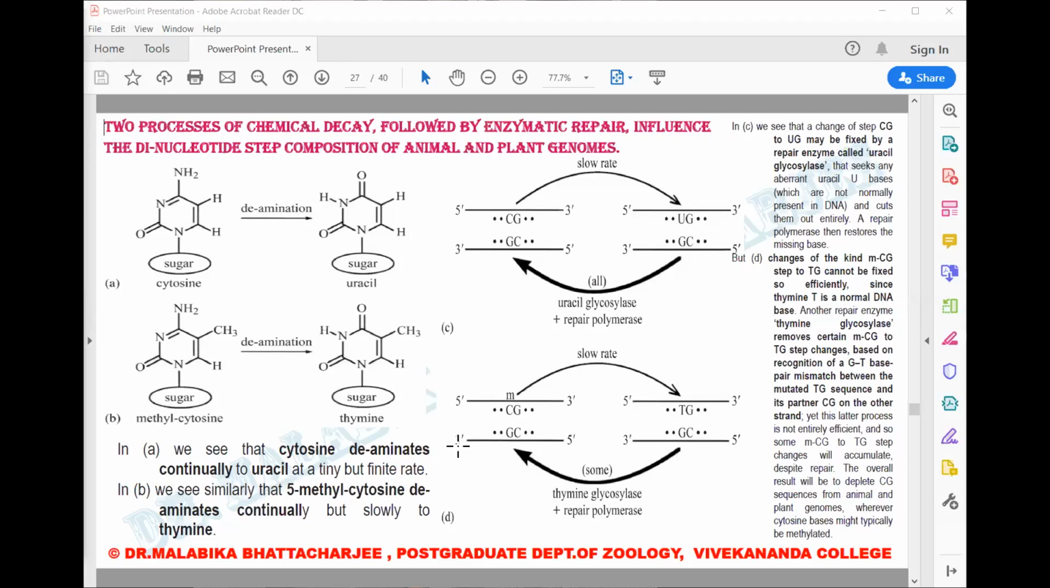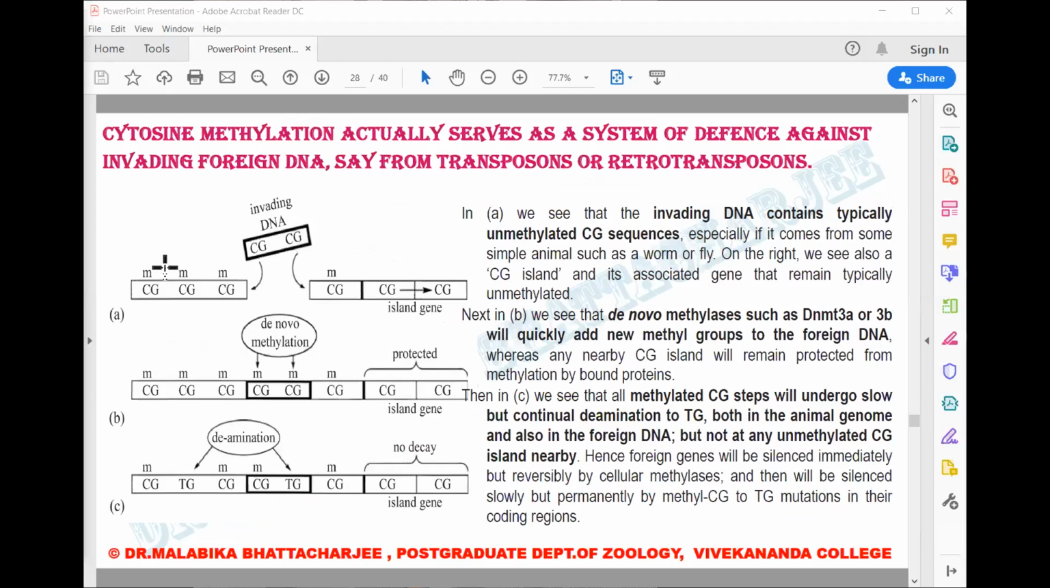Hence, methylated cytosines are considered mutational hotspots, because deamination is a normal chemical phenomenon, and by this phenomenon, in the case of methyl cytosines, thymine is ultimately induced. So this is one example where methylation actually creates a drawback and introduces mutations within our genome. Now moving on to another example where cytosine methylation actually serves as a system of defense.